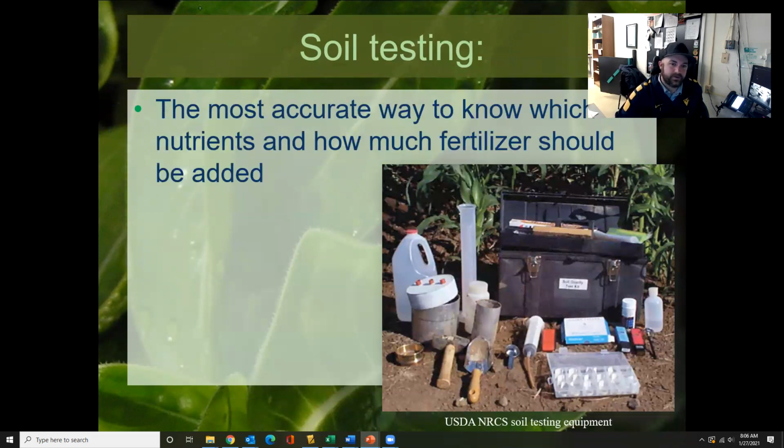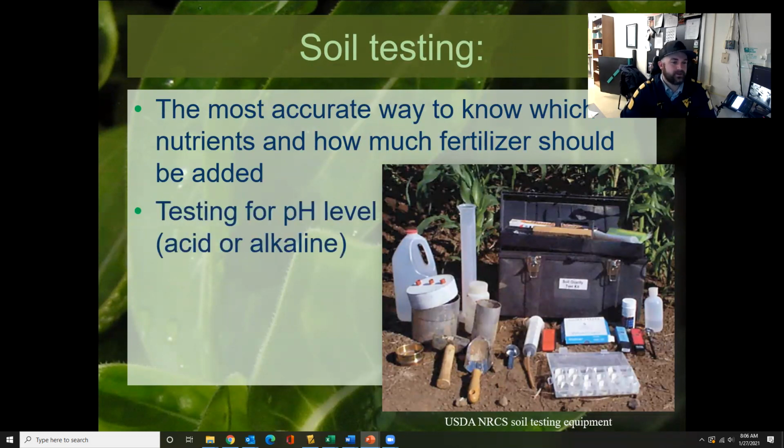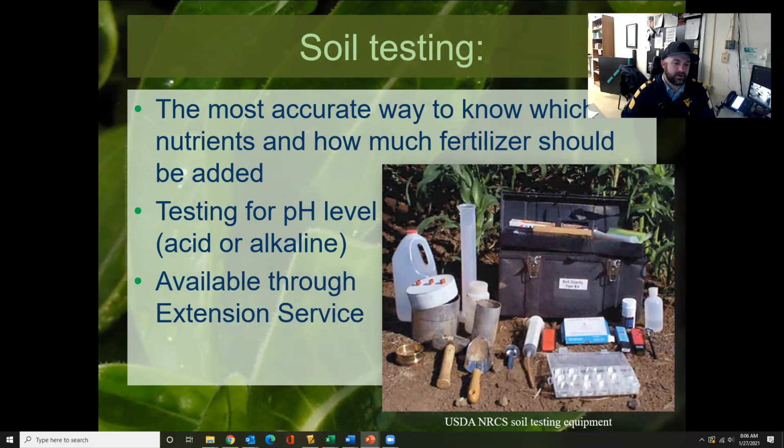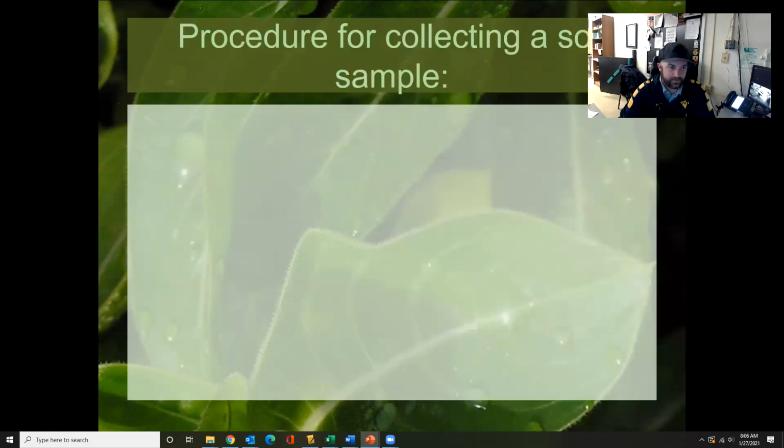So the most accurate way to know which nutrients and how much fertilizer should be added. Testing for pH level, which is acidic or alkaline, and available through extension services or down here in our classroom because we do a lot of soil testing down here.